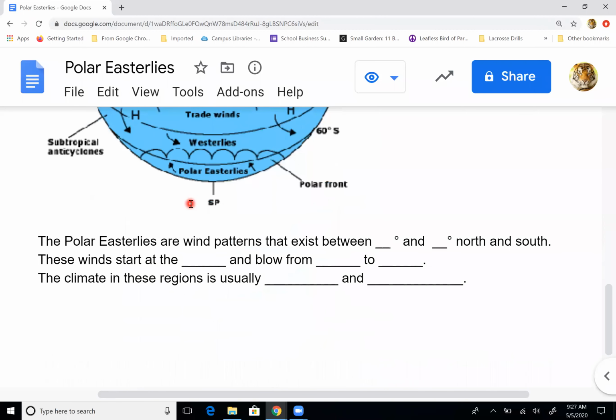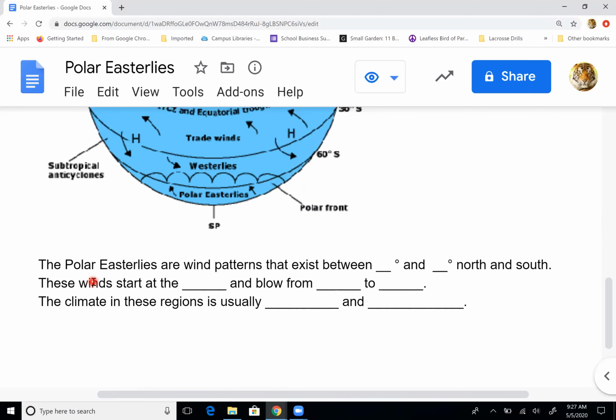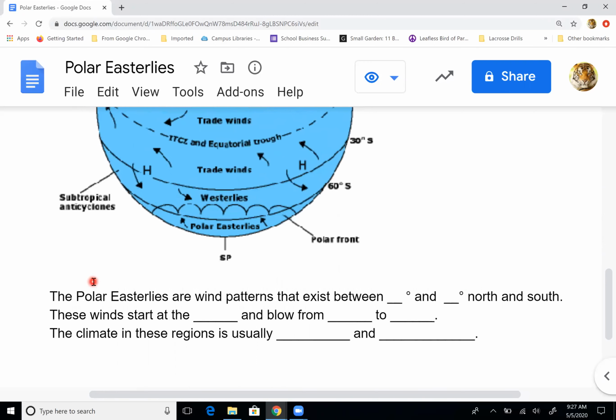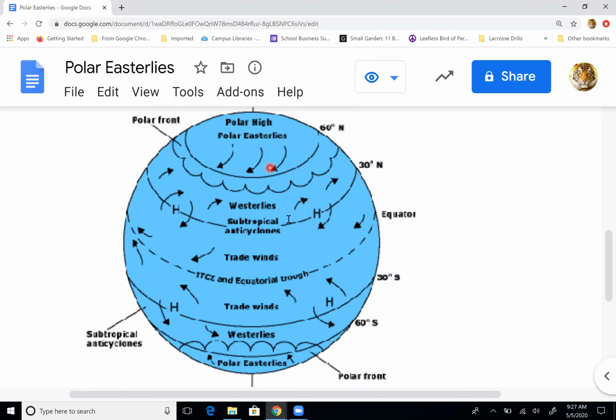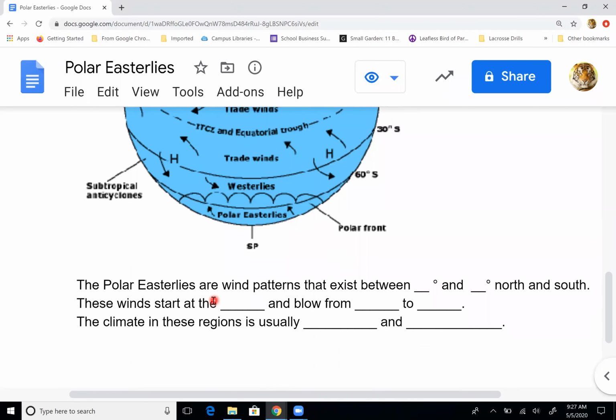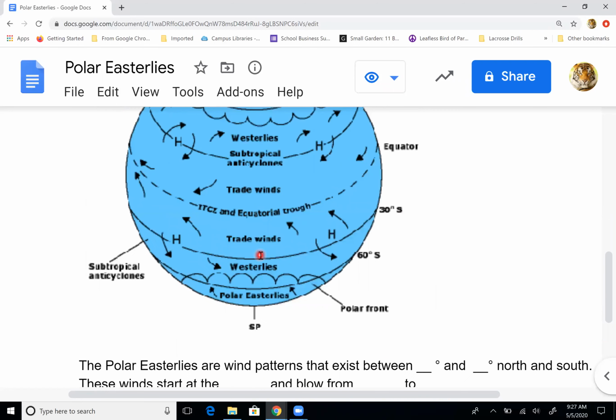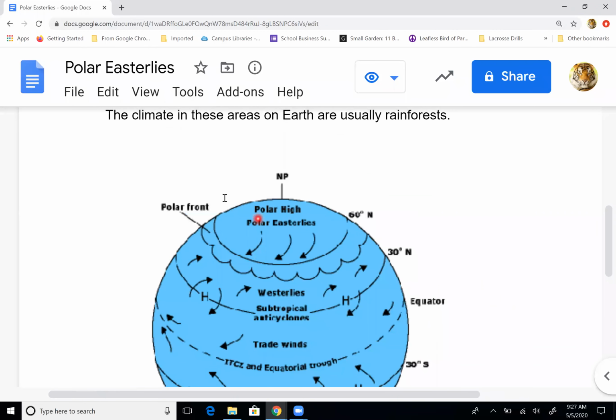We have a few questions down here that you should be able to complete because of what we just went over. Polar easterlies are wind patterns that exist between 60 and 90 degrees north and south. These winds start at the poles and, since they're named the easterlies, blow from east to west. The climate in the polar regions is usually cold and dry.